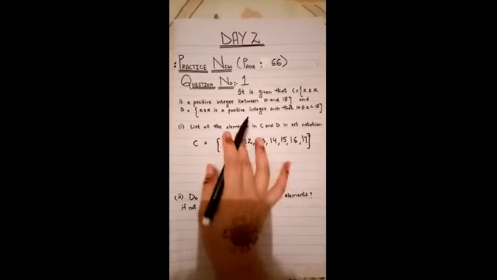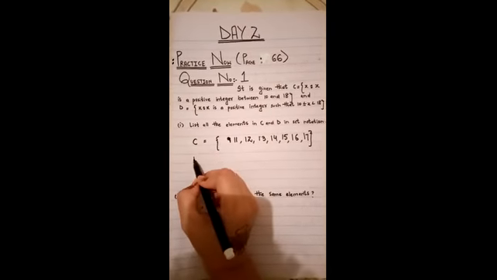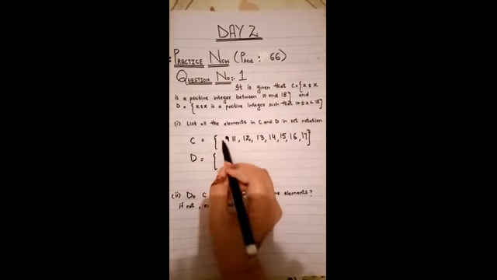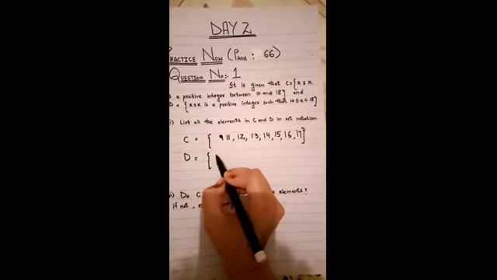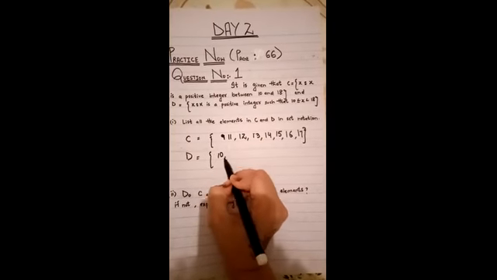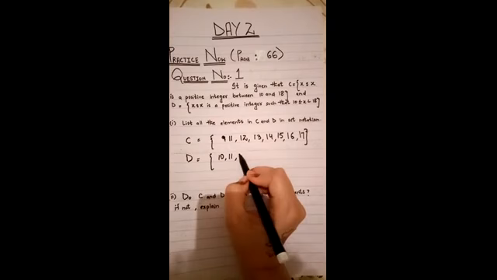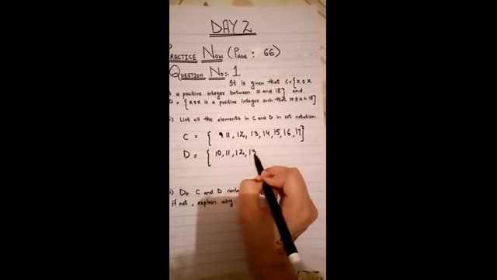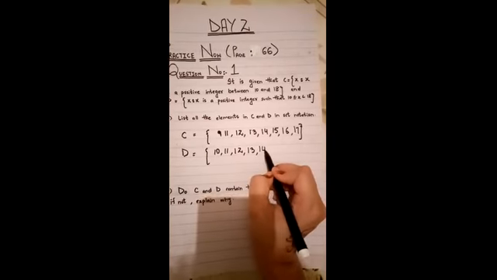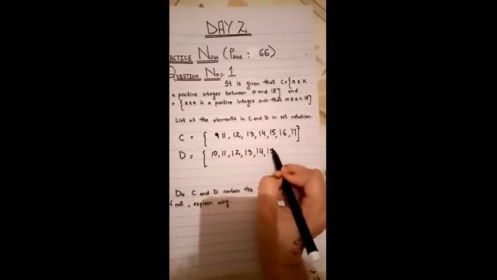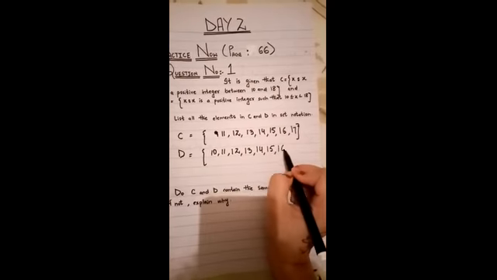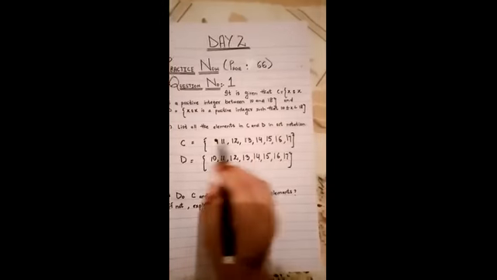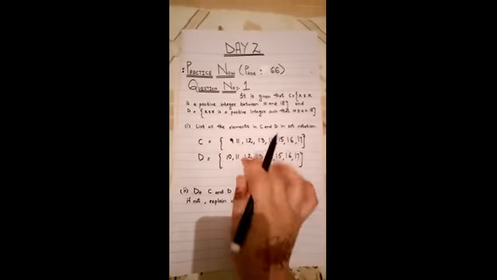So for the set D, that will be 10, 11, 12, 13, 14, 15, 16 and 17. Now these are the two sets. These are in set notation.